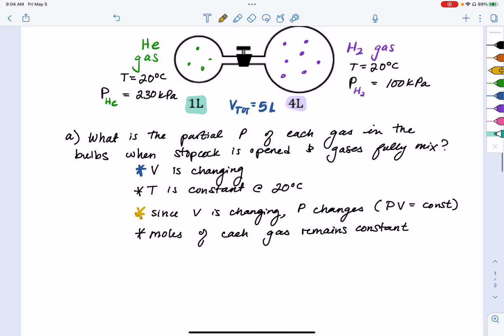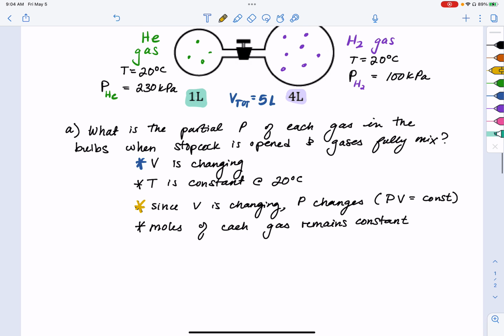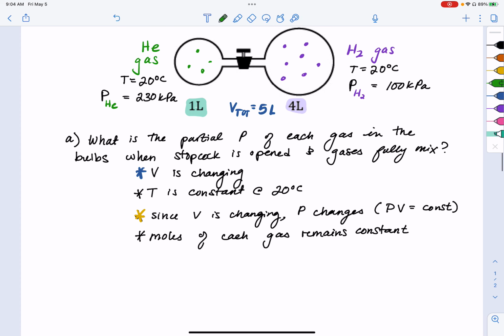So I think we should probably split this up into two different scenarios. Like, let's look at what's happening when the helium gas mixes, and let's look at what happens when the hydrogen gas mixes.